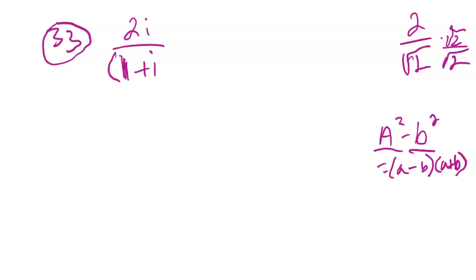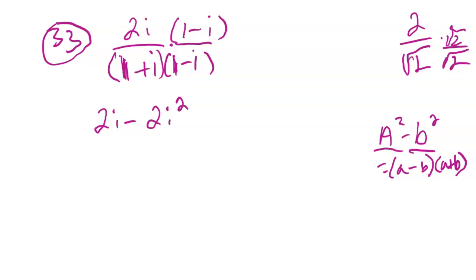So I got 1 plus i times 1 minus i. Because of the identity property, if I multiply the bottom, I have to multiply the top by 1 minus i. And then I'm just going to do math. So I'll distribute on top. So I'll get 2i minus 2i squared. And then on the bottom, when I FOIL that out, the middle terms are going to cancel out. So I'll get 1 minus i squared, if I did that correctly.